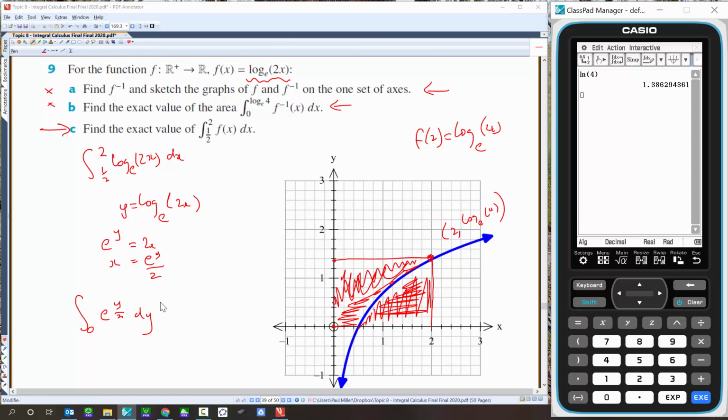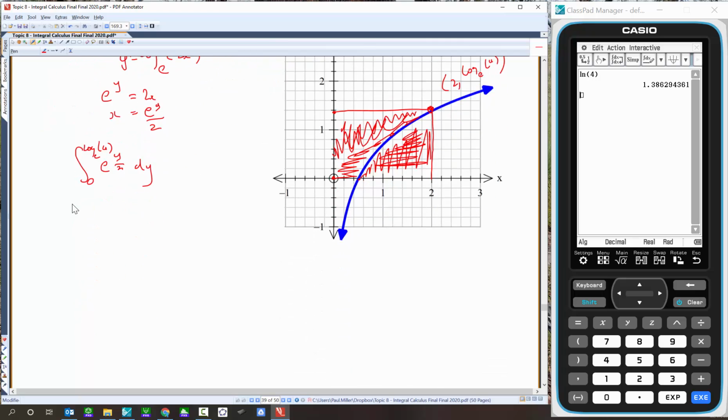1.4. Okay, so our top terminal is going to be log e 4. All right, so let's get started on it. Now, the integration couldn't be any easier. Okay, so I've written that down incorrectly. That should be e to the y on 2. All right, so we're going to say that that is equal to, now e to the y on 2, when I integrate, is just e to the y on 2. And I want to do that between log e 4 and 0.